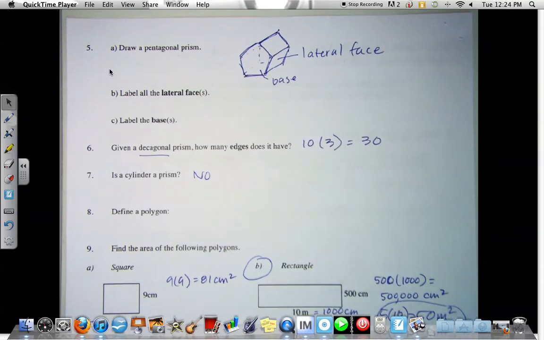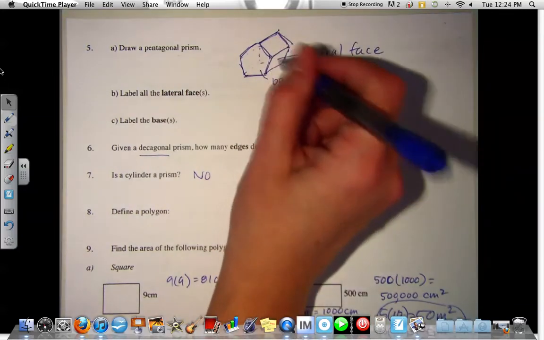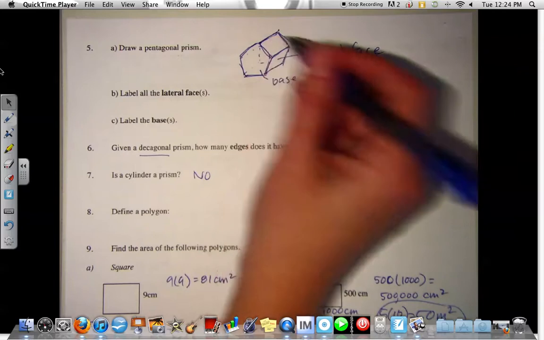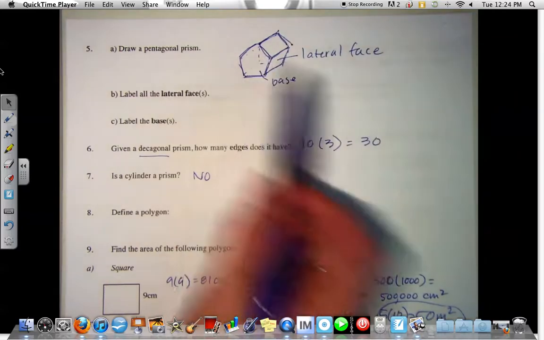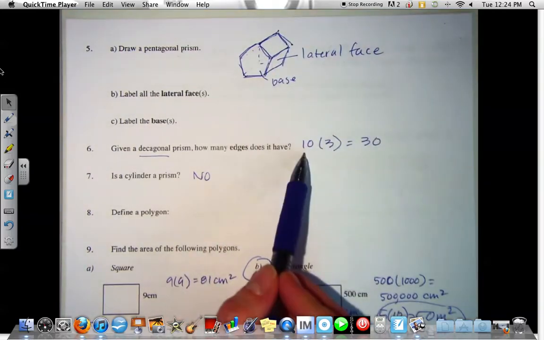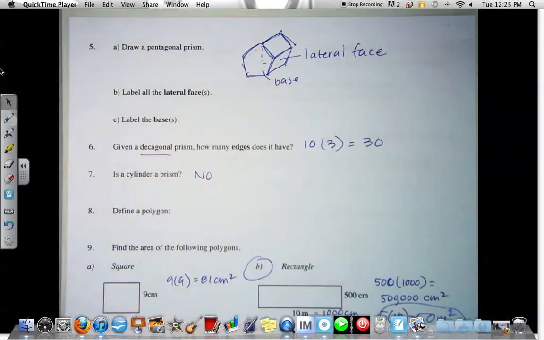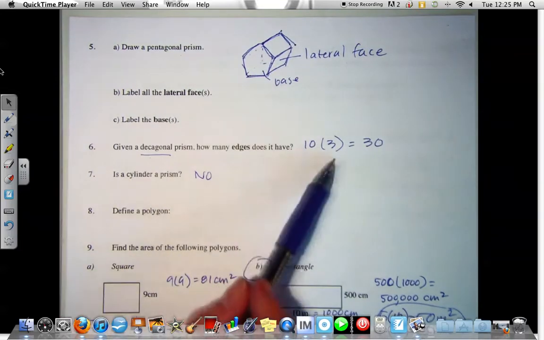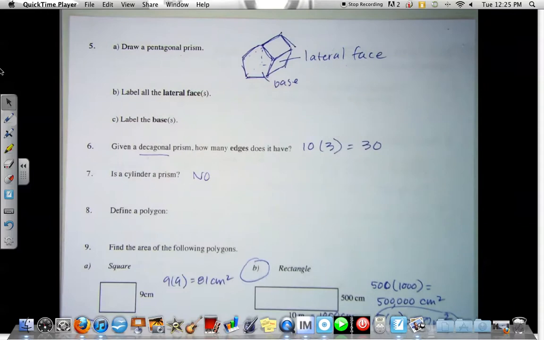Number 6, given a decagonal prism, how many edges does it have? So you have edges on either end, and then you have edges where the faces are. So there's 3 sets of edges times the number of sides of the shape that you have. So a decagon has 10 sides. So there's 10 times 3, which is 30. Cylinder is not a prism.